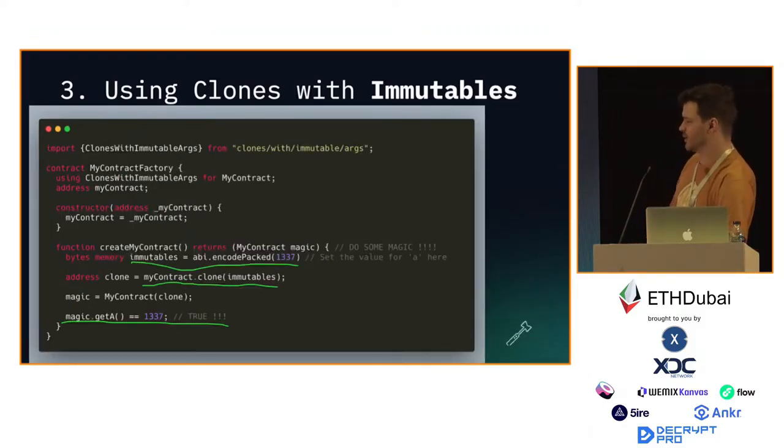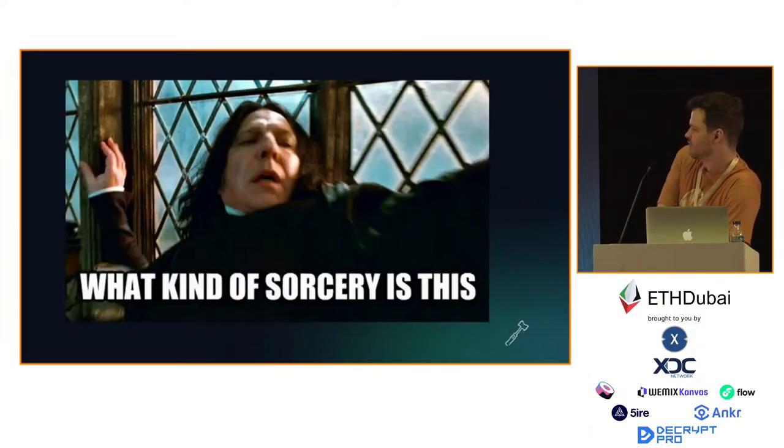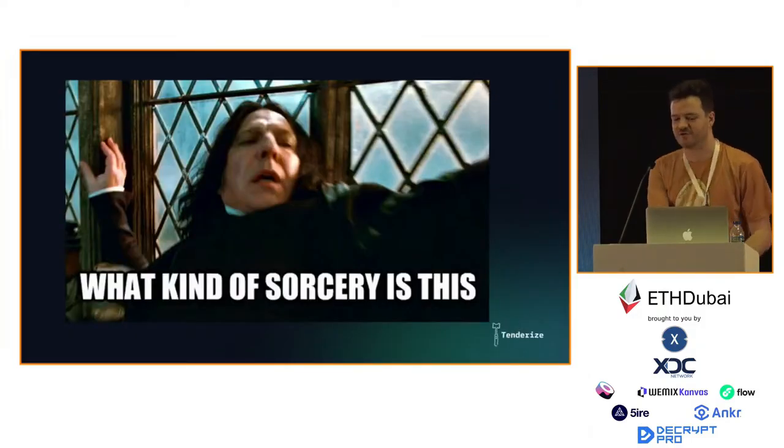So when we deploy a clone, we will actually deploy it with some arguments attached to it. Here you can see in the first green part that we create our arguments. In this case, we want to set the value of A to 1337. And we then deploy the clone with those arguments. And if we then call getA on our contract, we will get the value returned. But like we said, it was never initially declared here in the contract. So what kind of sorcery is this, and how does this actually work?